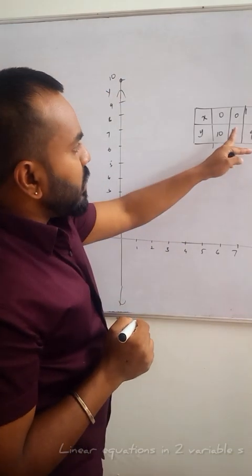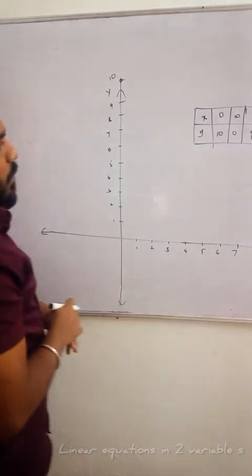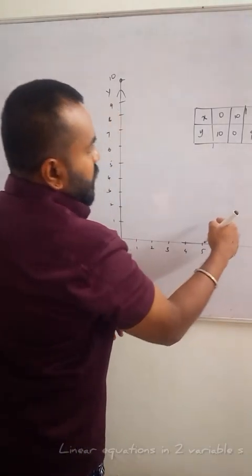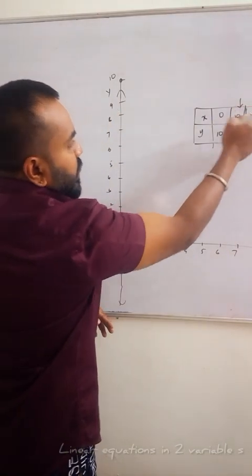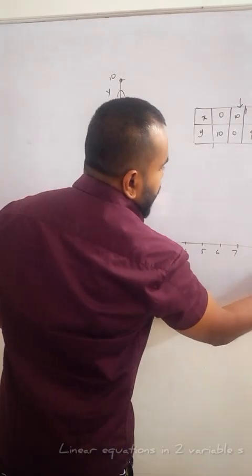Which is the second point? When x is equal to 10, y is equal to 0. The second point is x is equal to 10, y is equal to 0. That means there is no movement along the y-axis. x is equal to 10. So on the x-axis you can mark 10.